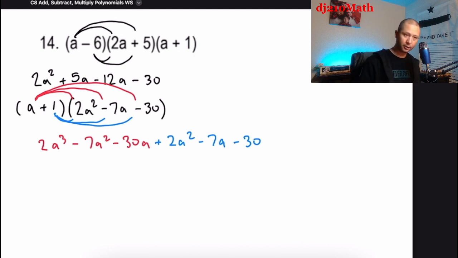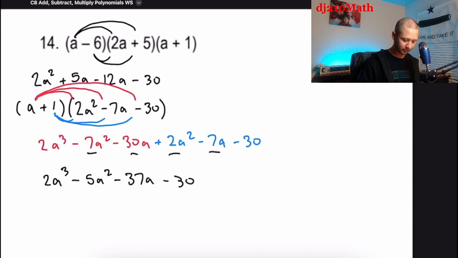There's only one a cubed term. 2a cubed. There's 2a squares. So minus 5a squared. 2a's. Negative 37a, and then one constant.